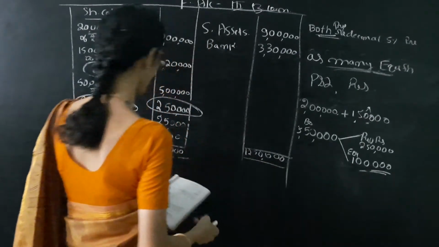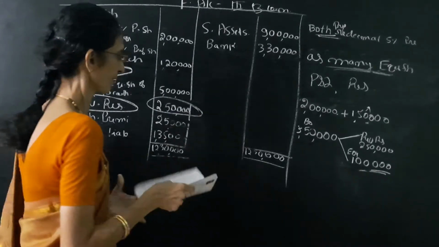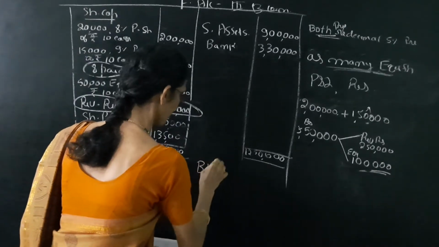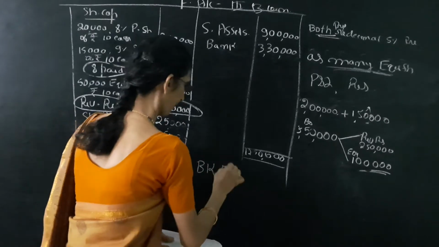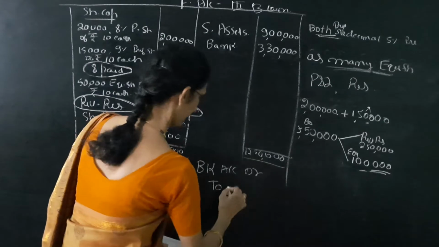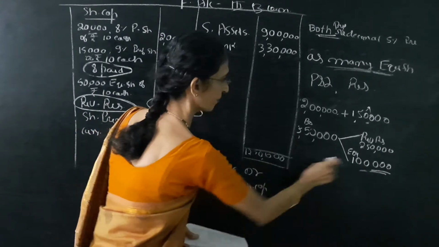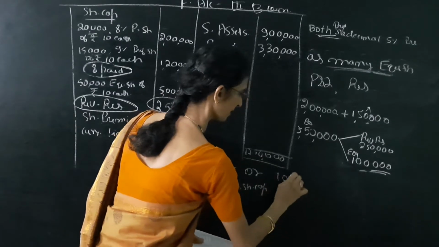So the next entry, as we know, for the issue of shares: when you are issuing the shares, cash comes in. So the third entry will be bank account debit to equity share capital account. The amount here is 1,00,000.